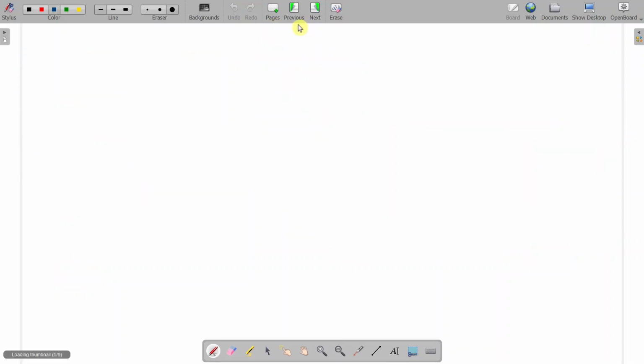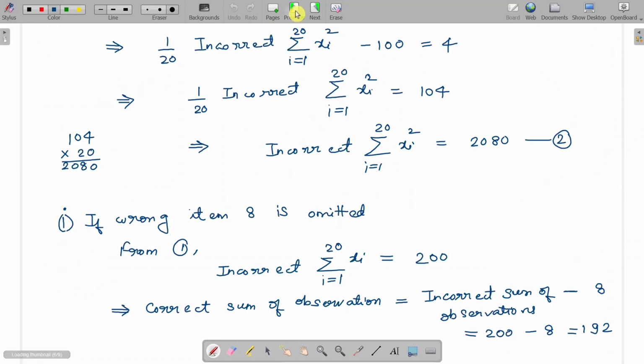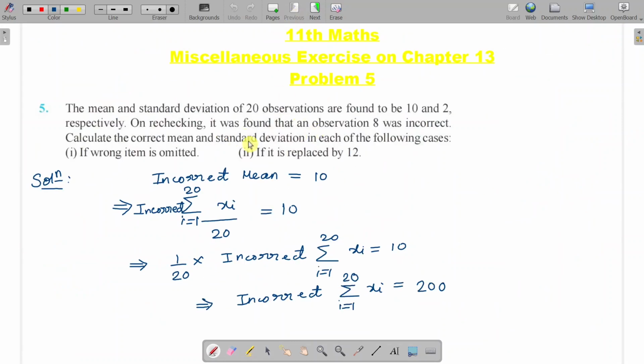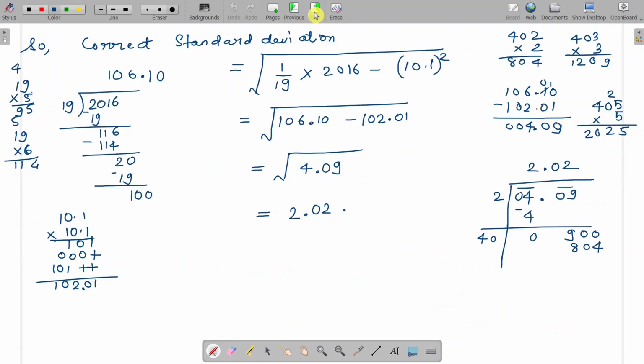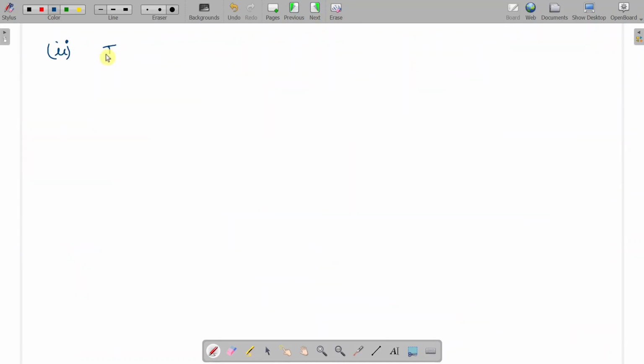Now let us go to the second part. In the second part, what we have to look at is this: if observation 8 is replaced by 12.